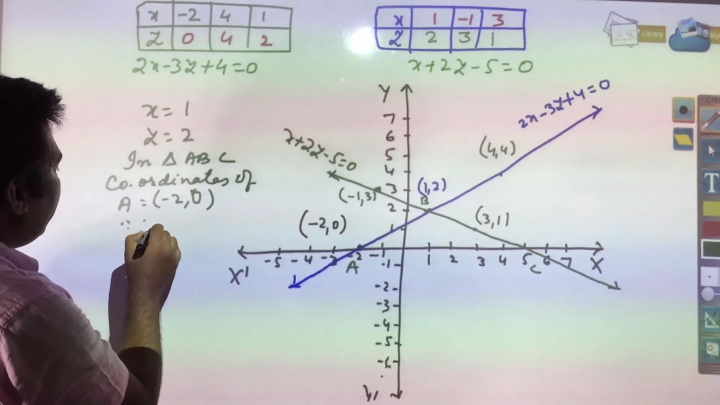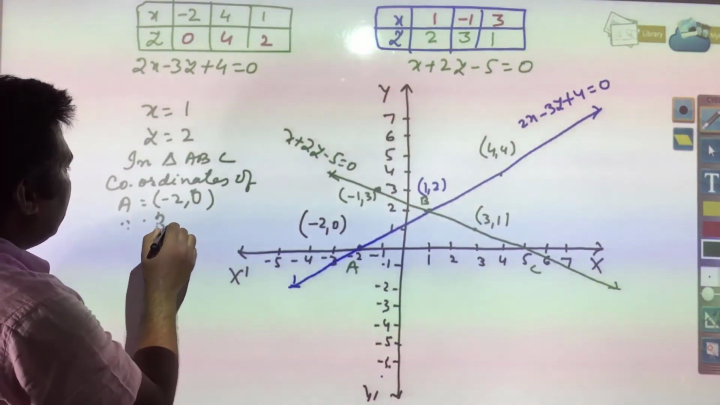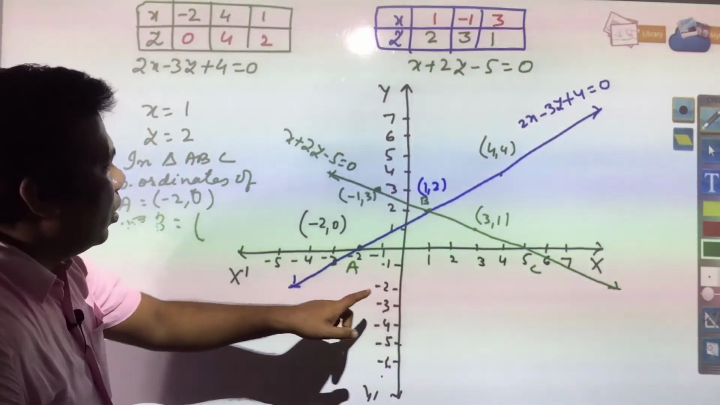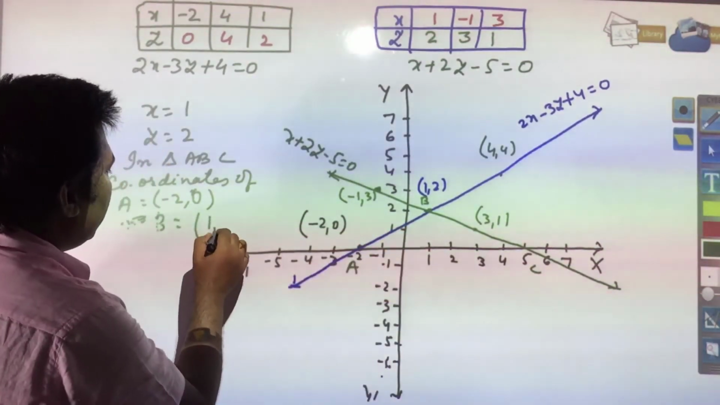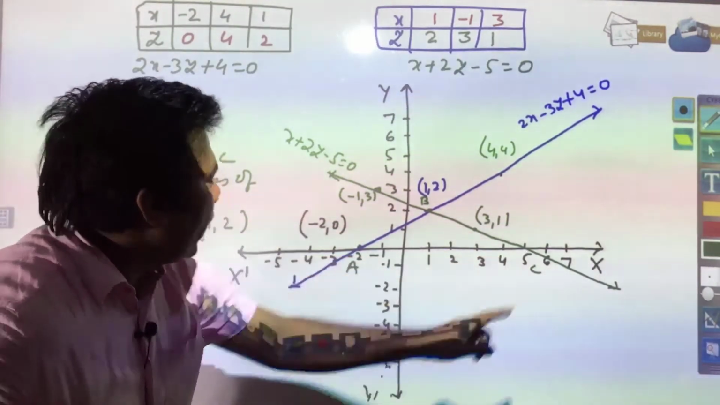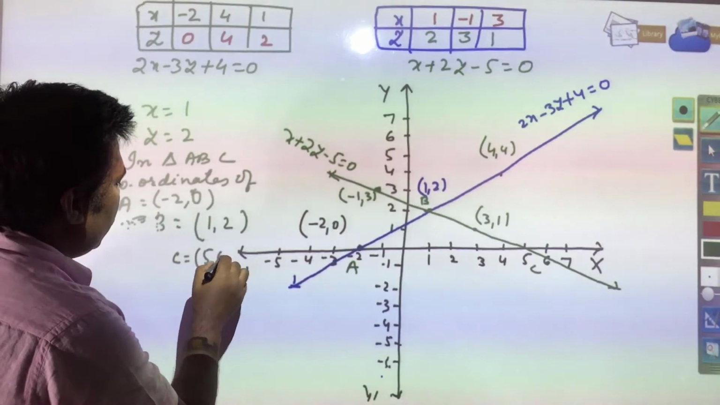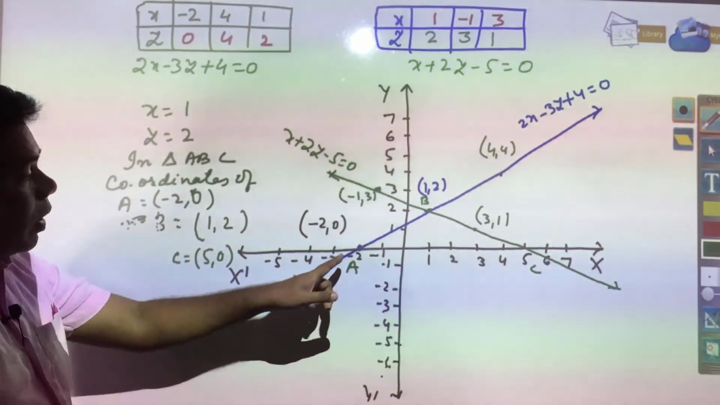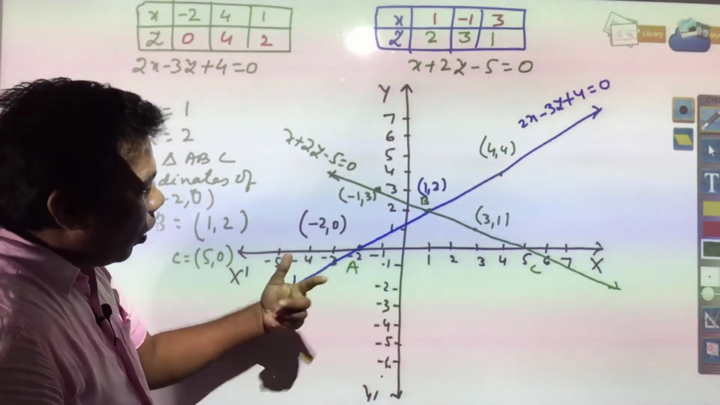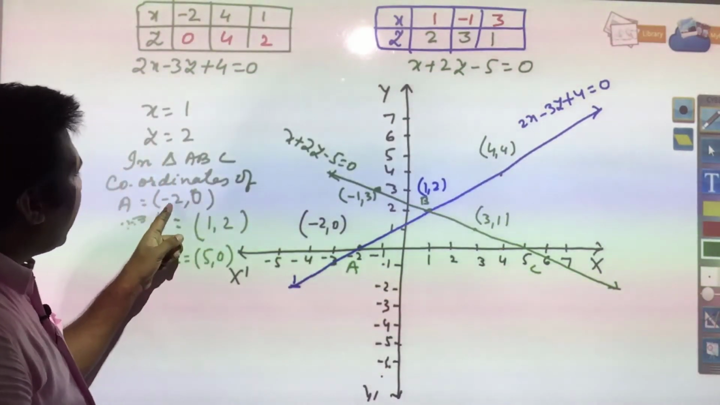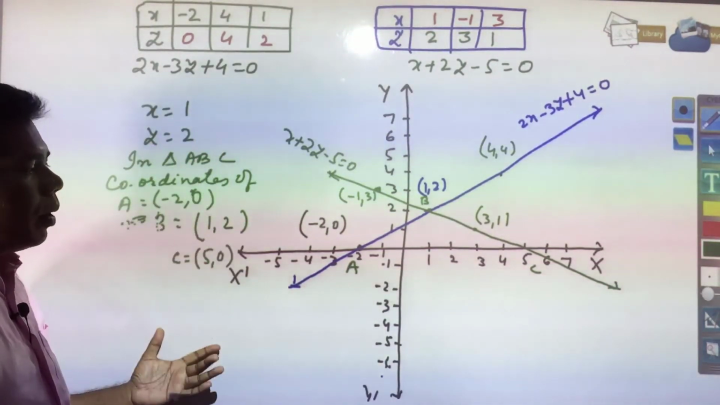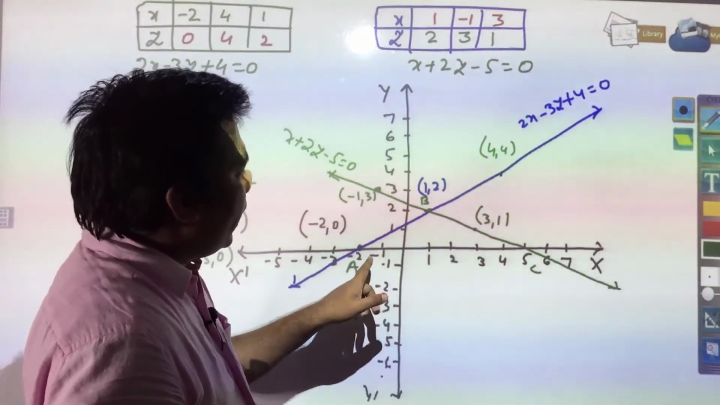At B what do you have? At point B you have 1 and 2, and at point C you have 5 and 0. So, these are the coordinates you have written. So, the vertices are A, B and C, and the coordinates of the vertices are minus 2 0, 1 2 and 5 0. This is required to be written in a proper way, and then you need to find the area of the triangle.